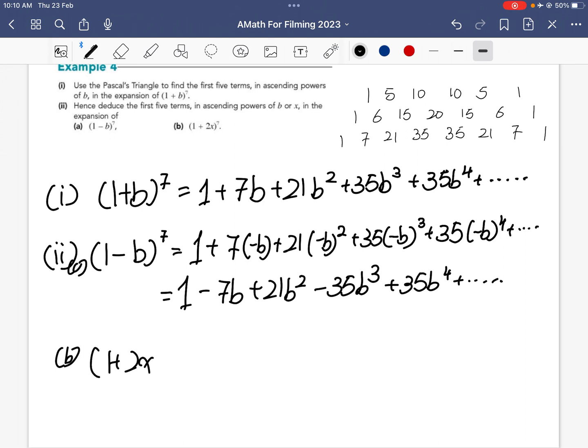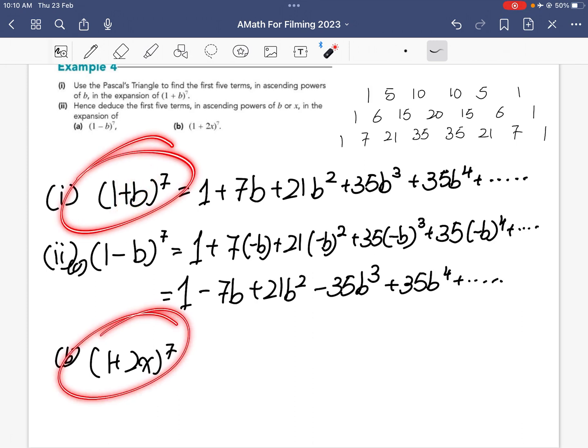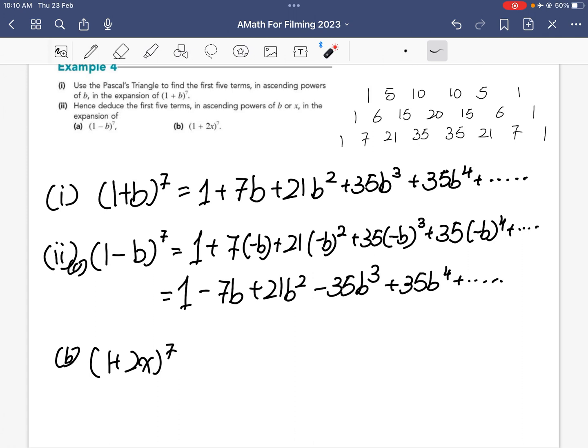For 2b, 1 plus 2x to the power of 7. If you can figure this out, I think you have got this idea already. I replace b with negative b in part A. So in part B, what do you think we should be replacing b with? If you compare this and this, if your answer is 2x, then you have gotten an idea here.